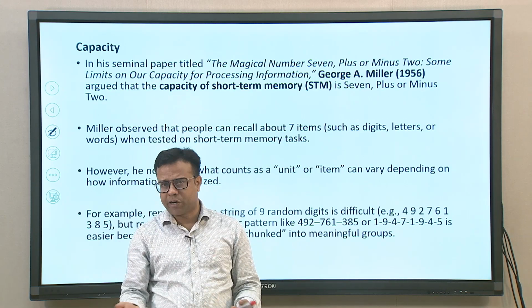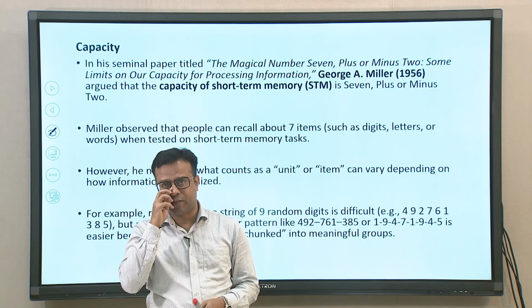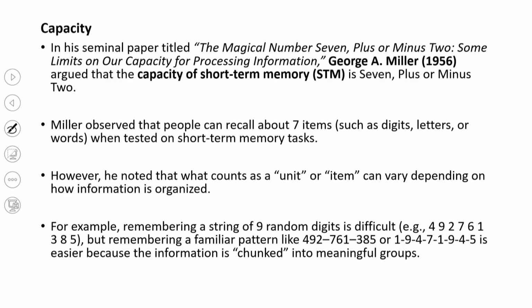What is the capacity of short term memory? Short term memory capacity is generally very small as compared to sensory memory, which may have a large capacity. Sensory memory can immediately capture a lot of information, but it fades very quickly. In case of short term memory, the information that it can hold is actually very little. So, let us see what the capacity is and how it was found out.